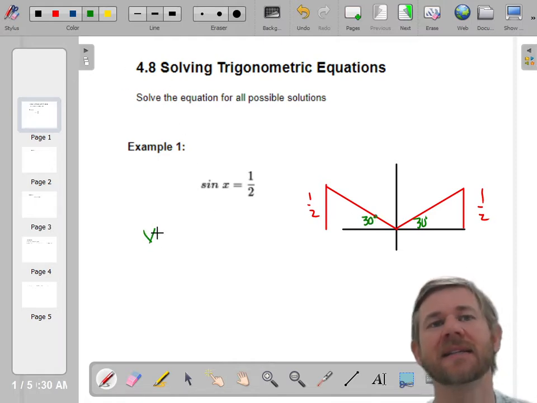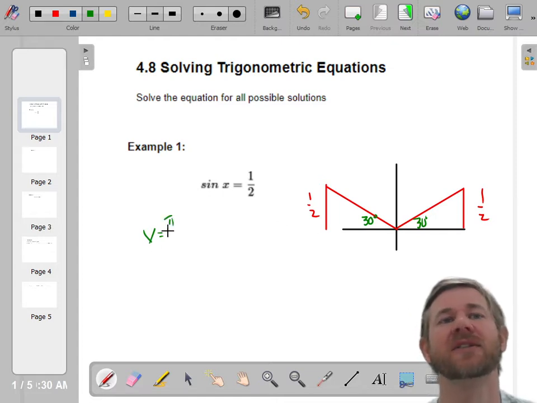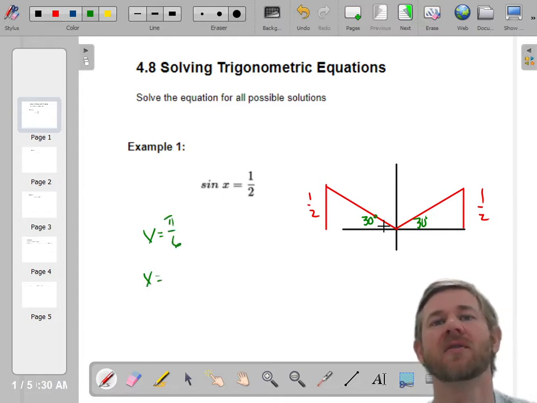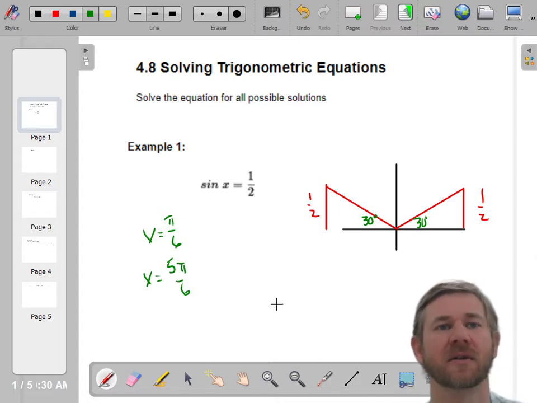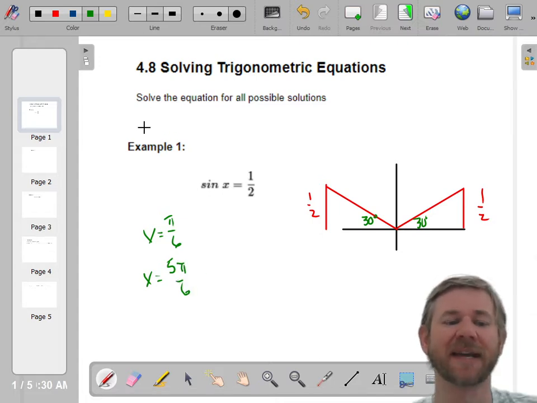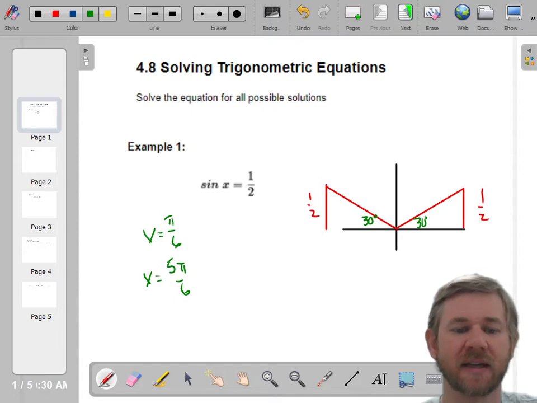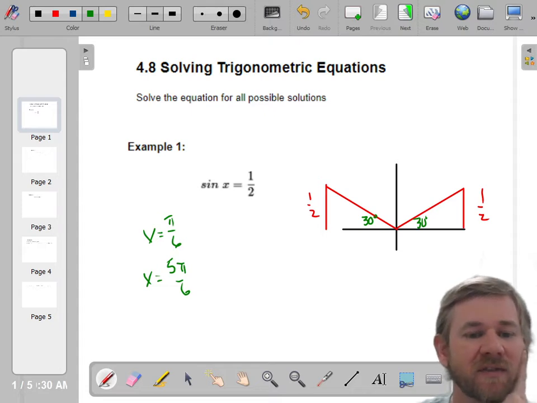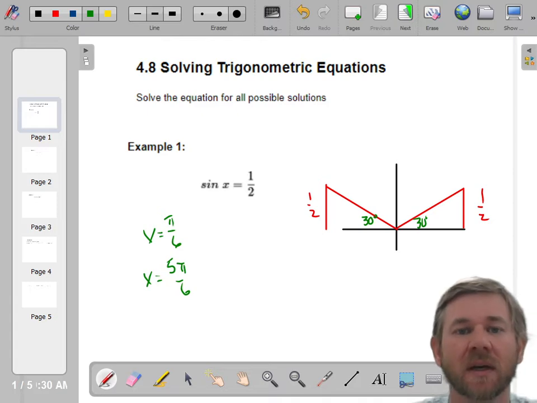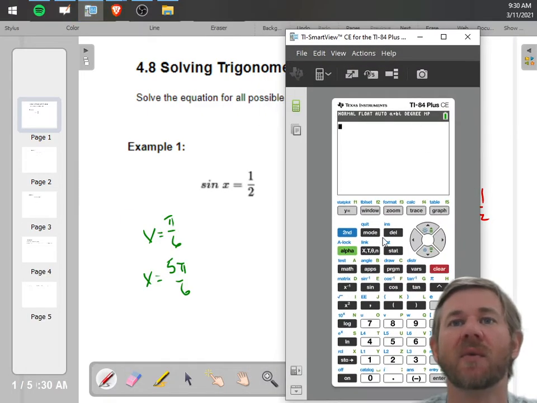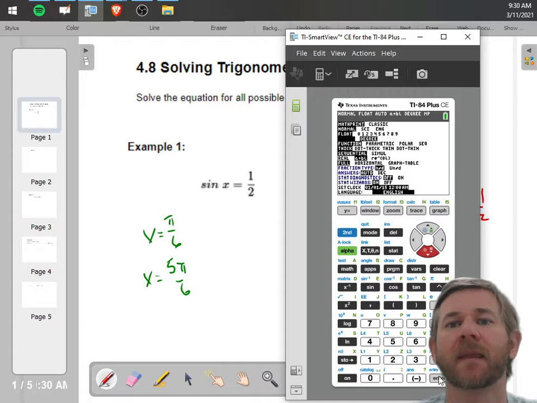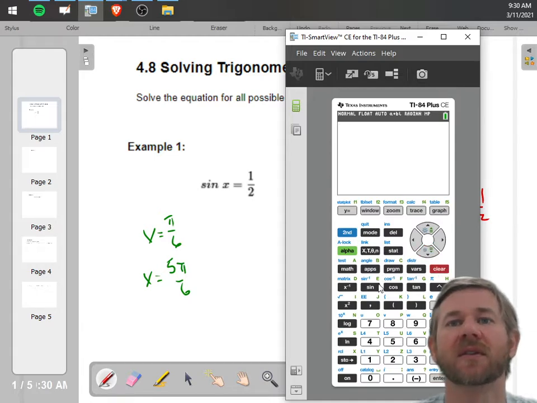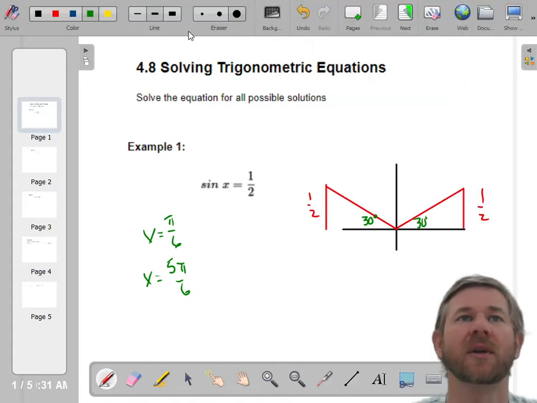Which, in radians, happens at pi over 6, or x equals 5 pi over 6. Those are in the first and second quadrants. So, got my answers? Cool. If I have my calculator, I can check this. If I take the sine of pi over 6, I should get 1/2. If I take the sine of 5 pi over 6, I should get 1/2. Let's bring the calculator up. Make sure you're in radians. The sine of pi over 6 is 0.5. Sweet, so I know we did it right.